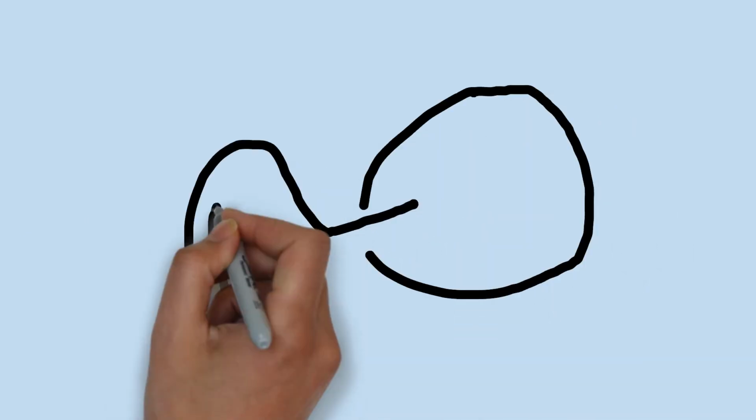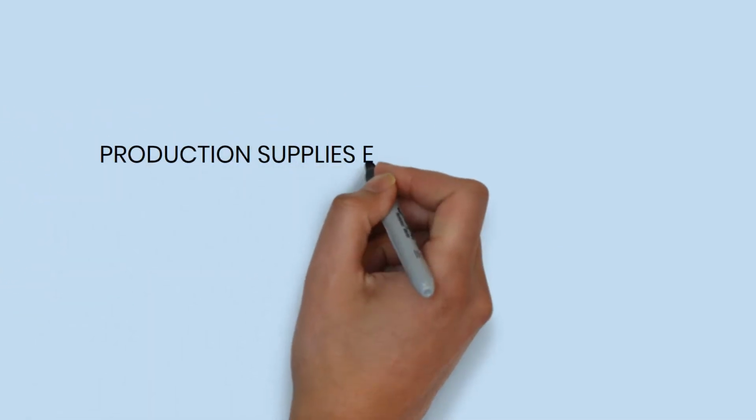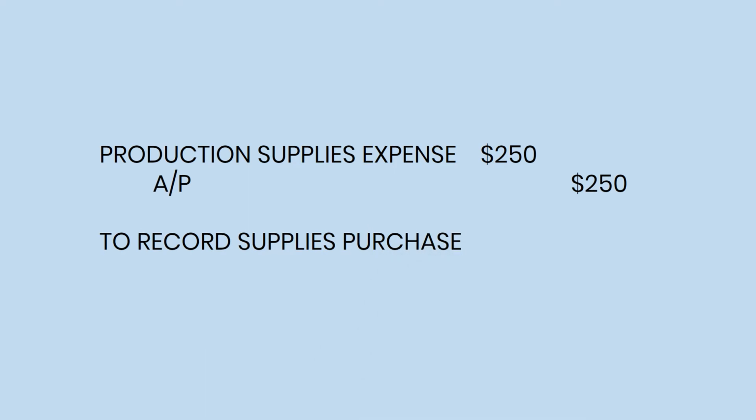The next example is that you're buying supplies for your business. You're buying them from a vendor that you have terms with. So you would debit production supplies expense, because this is what you're spending money on, $250, and you would credit accounts payable for $250 because that is how you're paying for it.